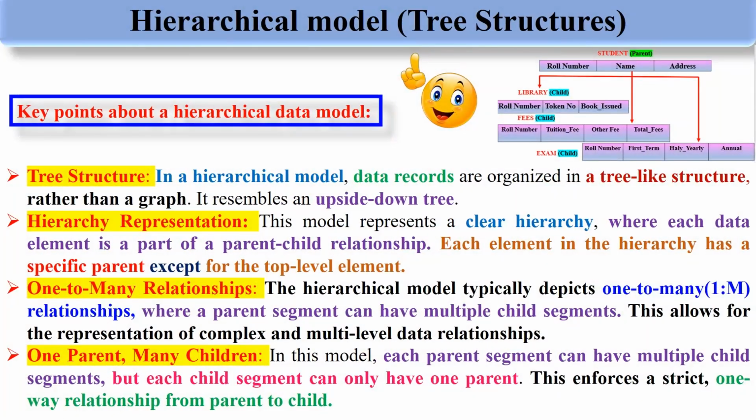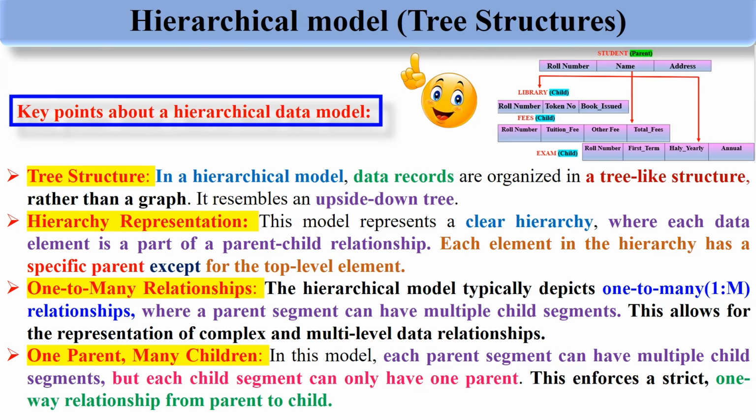Let's learn about the hierarchical model, tree structures. Key points about a hierarchical data model. Tree structure. In a hierarchical model, data records are organized in a tree-like structure rather than a graph. It resembles an upside-down tree. Hierarchy representation. This model represents a clear hierarchy, where each data element is a part of a parent-child relationship. Each element in the hierarchy has a specific parent except for the top-level element. One-to-many relationships. The hierarchical model typically depicts one-to-many, 1:m relationships, where a parent segment can have multiple child segments.